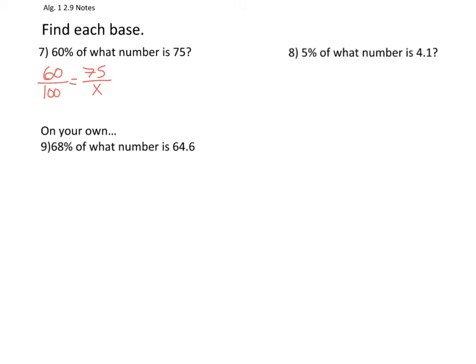Once we get to this point, we're going to have 60x is equal to 7,500. And I do need to do that one in my calculator. 7,500 divided by 60. It's going to be 125. So 125 is my base number in that particular case. Okay, and let's do that again.